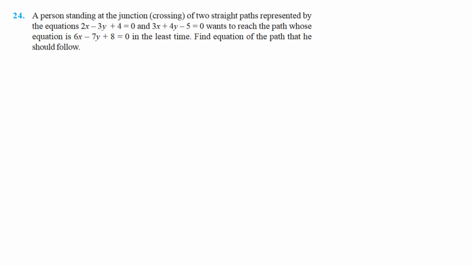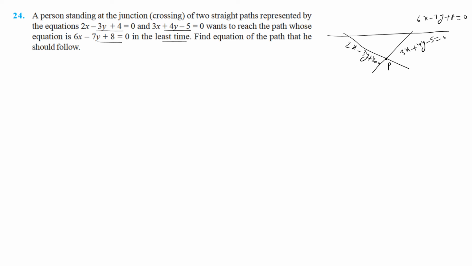Question number 24 says that a person standing at the crossing or junction of two straight paths, this one and this one, wants to reach the path in least time. Find the equation of the path that he should follow. So a person is standing at the crossing of these two lines. This is the point of intersection of these two lines, and this is the path, and the person wants to reach this path in the least time.